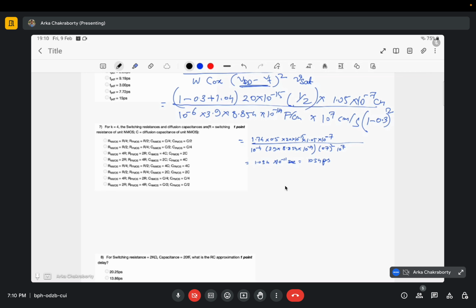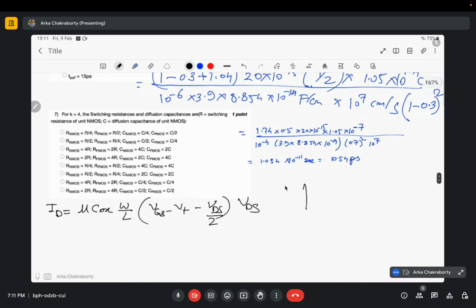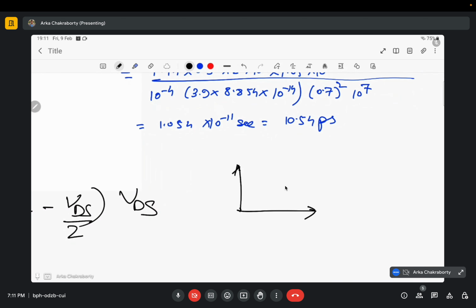Okay, so we know ID equals mu Cox W by L, VGS minus VT minus VDS by 2, into VDS, in the linear region. Now we know this is the VDS versus IDS curve. This is the saturation region, this is the linear region or triode region. Why is this called the linear region? Because VDS and IDS are showing a linear behavior here. That is, my device is acting as a resistor here.